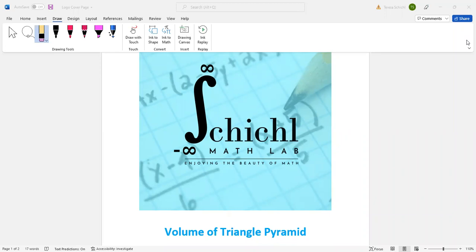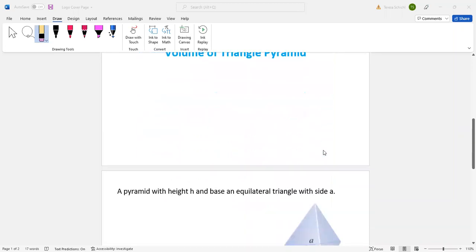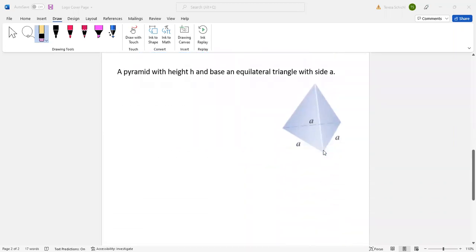And in this video, we're going to talk about how to find the volume of a triangle pyramid. Okay, let's go ahead and start. So this is our triangle pyramid. We have a pyramid with the height h, and the base is an equilateral triangle with the side A. Now let's try to find the volume of this pyramid.